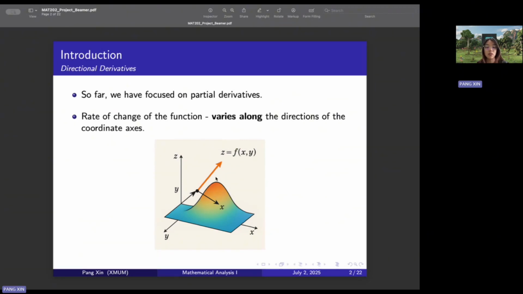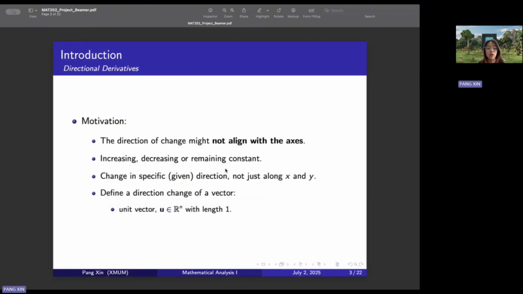Imagine you are climbing a hill, you are not restricted to just going north or east, you might move diagonally or even in any random direction. This is why we need directional derivatives to understand how a function changes in any given direction. The direction of change might not align with the axis. It might be increasing, decreasing, or remaining constant. Therefore, we need a consistent way to find the rate of change of a function in a given direction, defining the direction of change as a unit vector u in R^n.